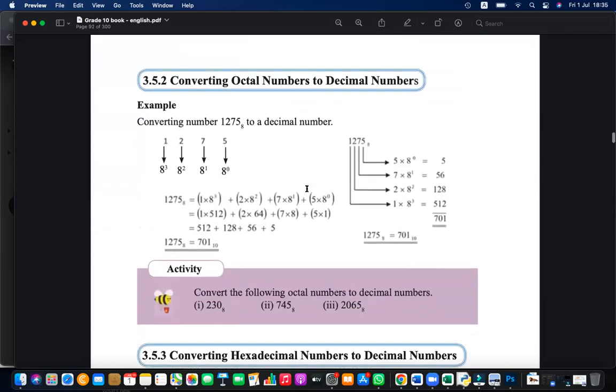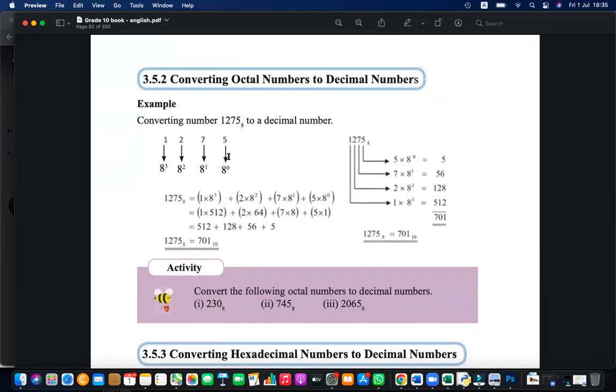And then if you multiply the other way, take the positional value and multiply. 8 to the power 0. The power 0 of any number is 1. In any number system, the power 0 is 1. So 8 to the power 0 into 1. See how it converts. 8 to the power 0 is 1.